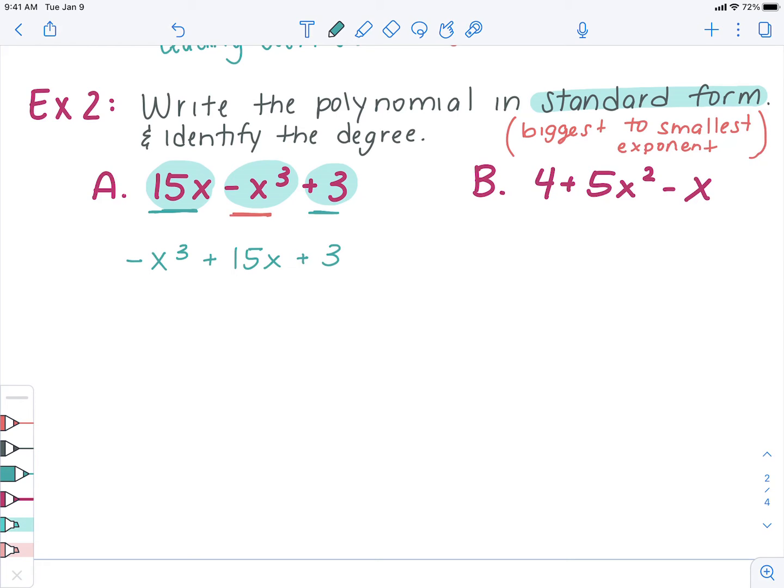So when I'm rearranging them or writing things in standard form, I just want to make sure my exponents are in order from biggest to smallest, which if I go back and check, I see that I have 3, 1, 0, so I'm in standard form.